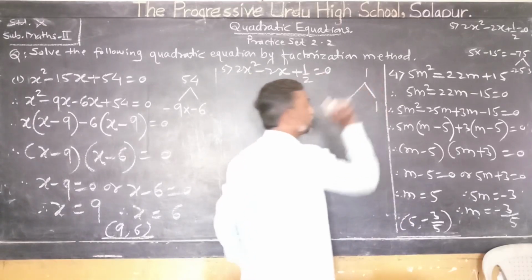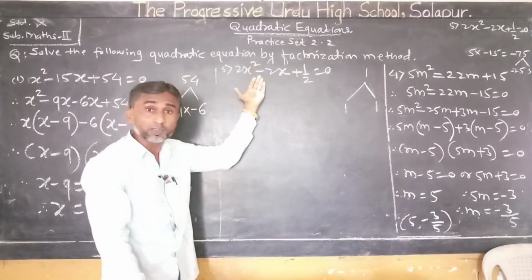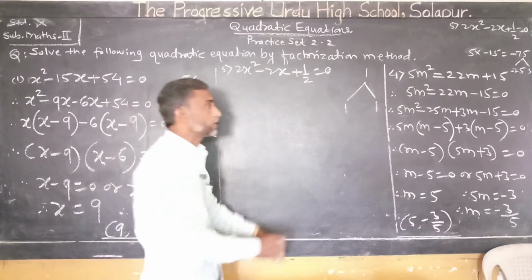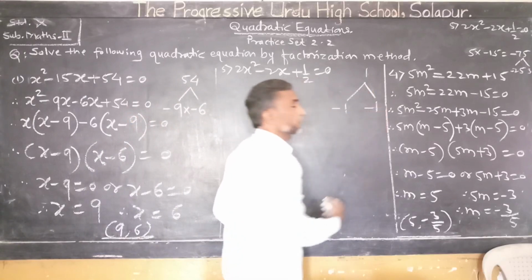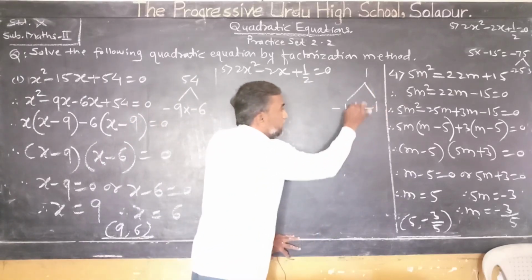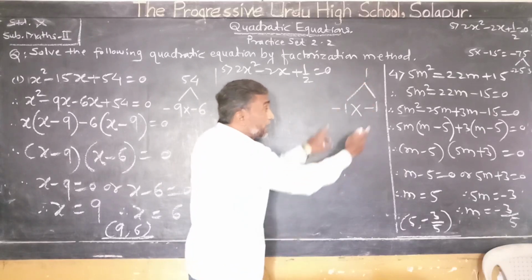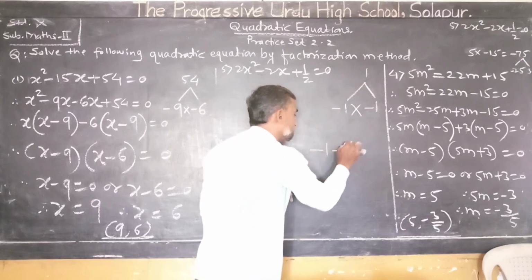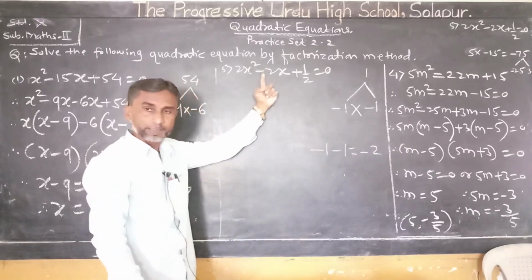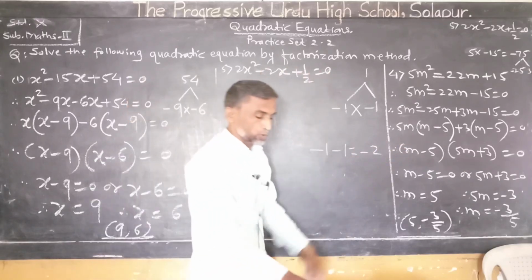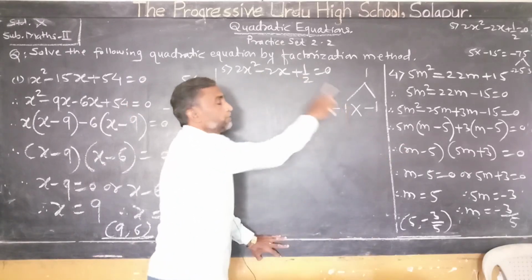1 into 1, 1. But if you add this, 1 plus 1, you will get 2. But we want minus 2. So, therefore, make the factors of 1 like that. Minus 1, minus 1. Because multiplication of these two, minus 1 into minus 1, plus 1. And if you add these two, minus 1 minus 1, you will get minus 2, which is equal to the linear coefficient. So, you should take the factors of 1 as minus 1, minus 1.